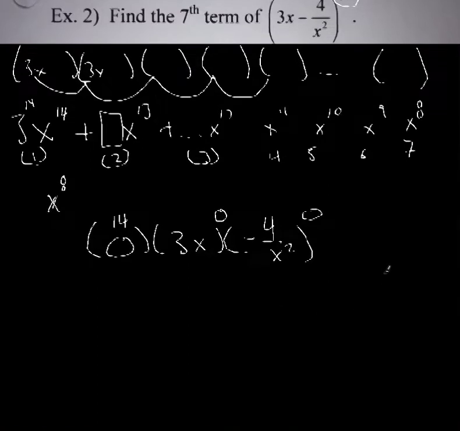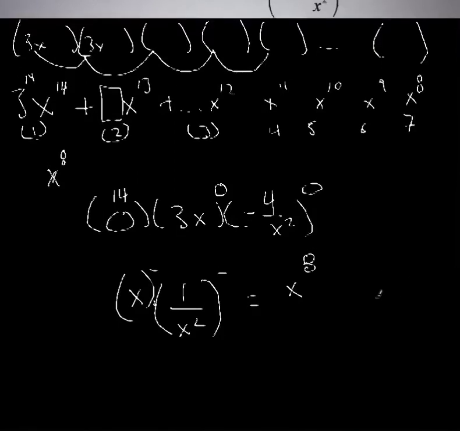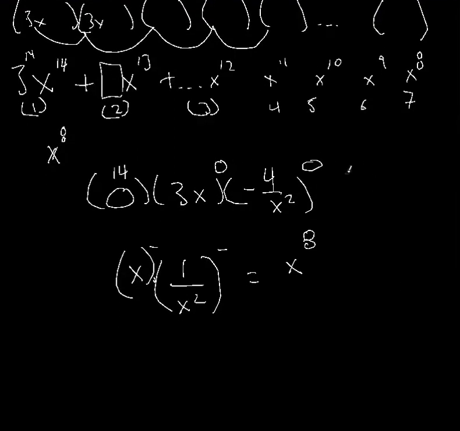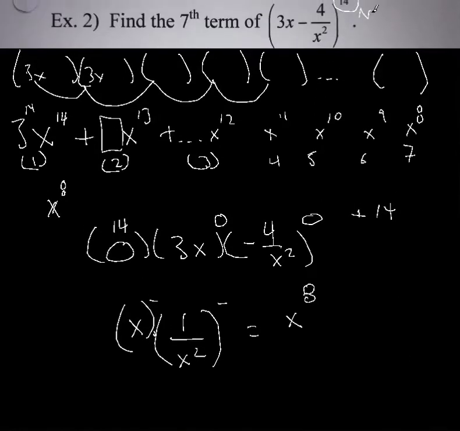This is where we have to use a little bit of trickery. Inside here you're going to have x to the power of something for sure. We won't worry about the 3 for now. And that's going to be multiplied by something over x squared. Both of these are going to have powers on them. Whatever power goes here, when you apply it on this x and on this x squared, it has to equal something like x to the power of 8. And we know that these two powers have to add up to 14, because that's what our n is. Remember, this is our n up here.